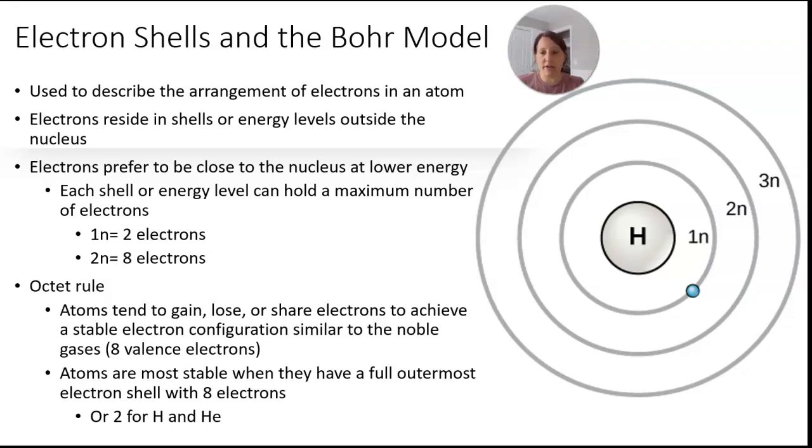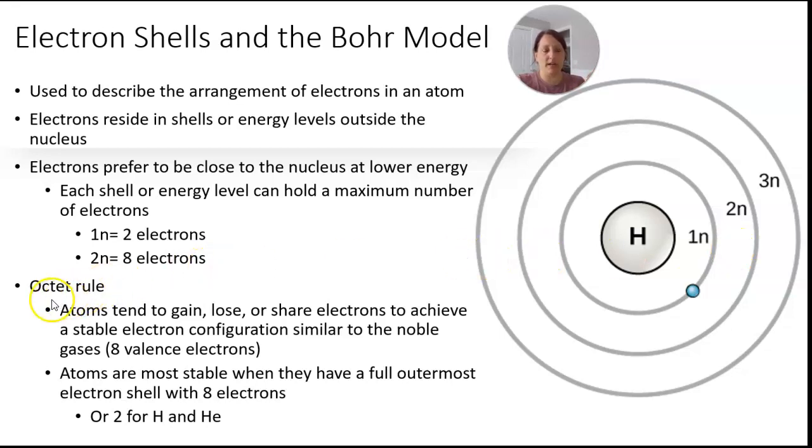So that second energy level, or the 2N shell, is going to hold a maximum of 8 electrons. The first shell is only 2. The second shell is 8. The third shell, we're going to have holding 8. Okay? And as we go out away from the atomic nucleus, as we go up in atomic number, those shells can hold more. But this is the octet rule.